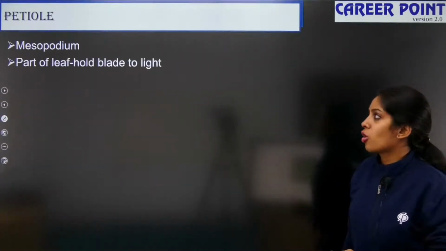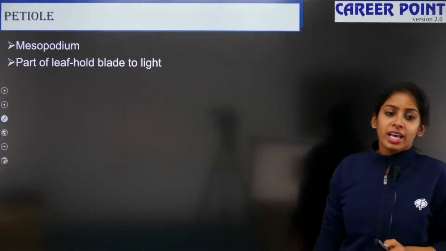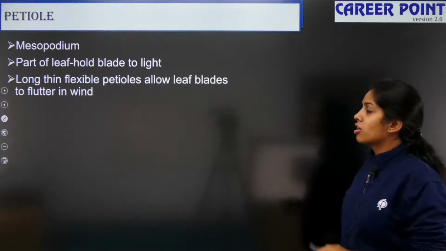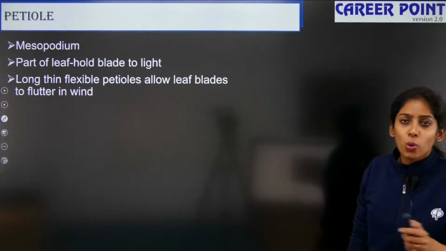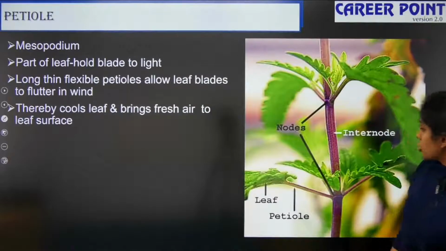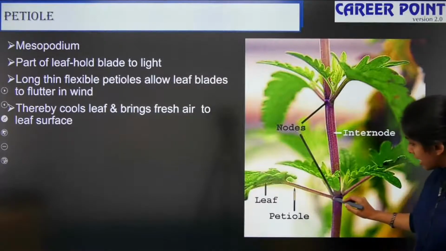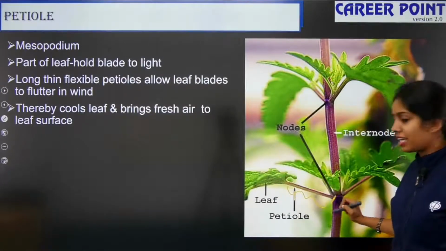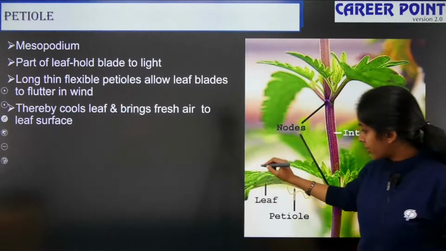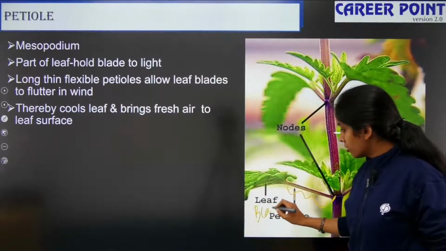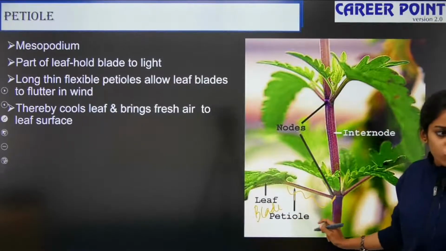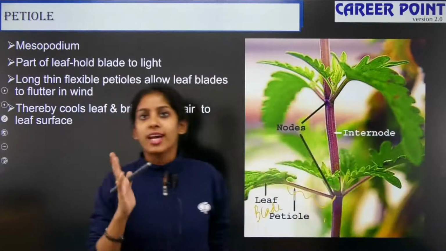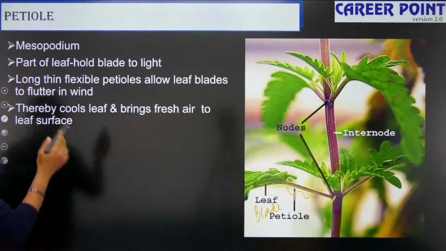The petiole is also known as mesopodium. It holds the leaf blade to light. It is long, thin and flexible, which allows it to move in air. This is the leaf base, and this is the petiole, which holds the leaf blade. This is the leaf blade, and this is the leaf base. The petiole is the one that connects these two. It holds the leaf to the wind and helps cool the surface of the leaf.